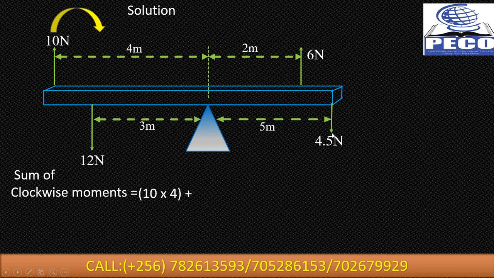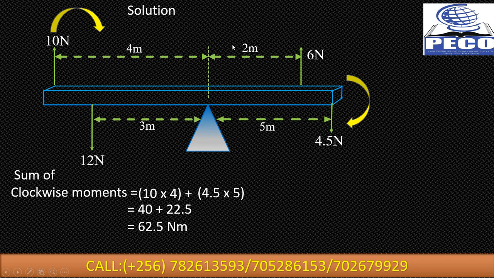How about this one? Yes, this one will make the beam turn in a clockwise direction. So we add it. So I have 4.5 times the distance, which is 5. So when we find the sum of clockwise moments, we shall have 40 plus 22.5, giving us 62.5 Newton meter. Which direction is this? It's clockwise direction.